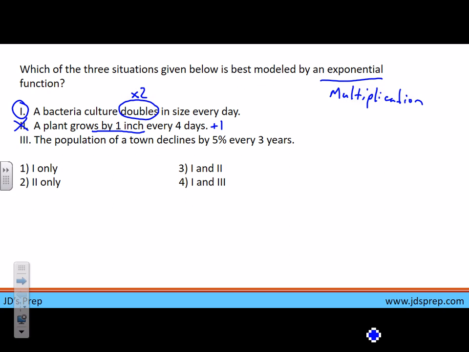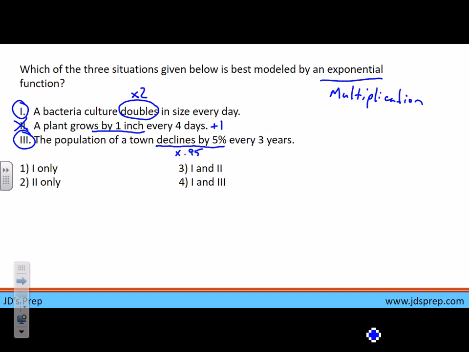For the third one, the population of a town declines by 5% every 3 years. With this one, the key being that it declines by 5%. And since we're talking about a percentage here, what's going on with this population is that every 3 years, we can take the previous population and multiply it by 0.95 to get the new population. Since this also involves multiplication on a regular interval, an exponential model would be good to represent it.